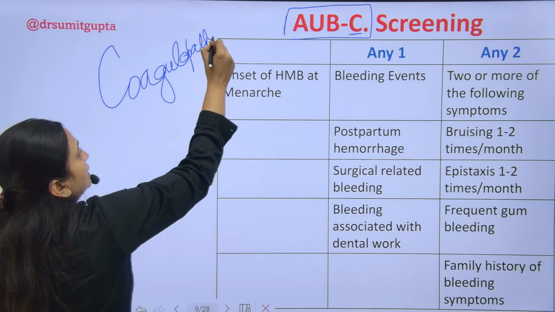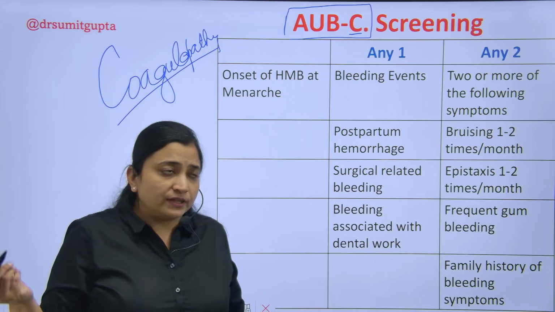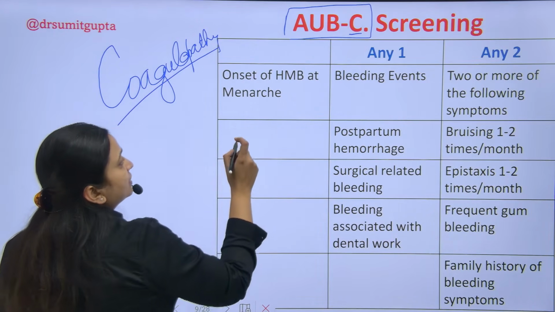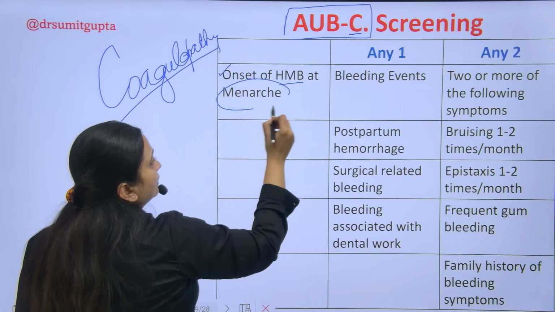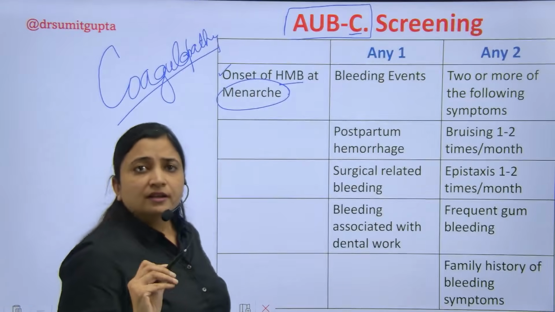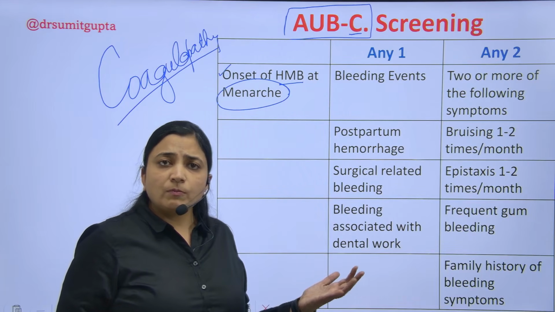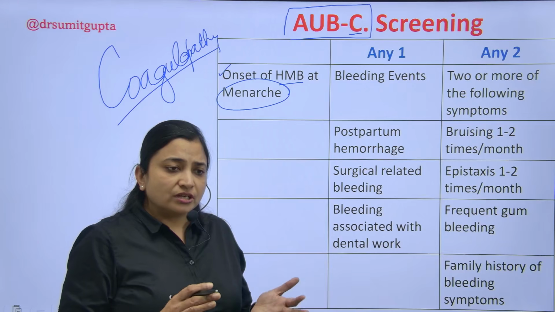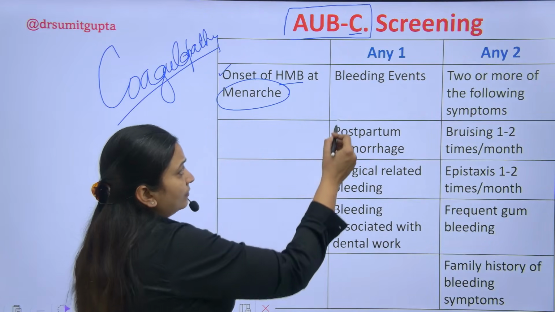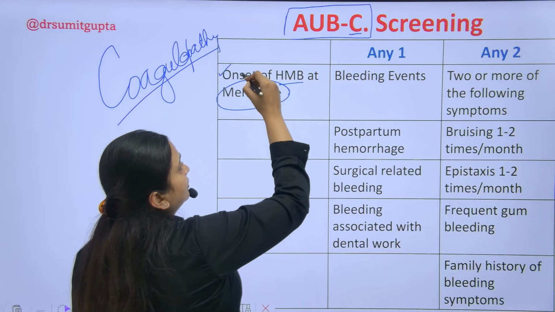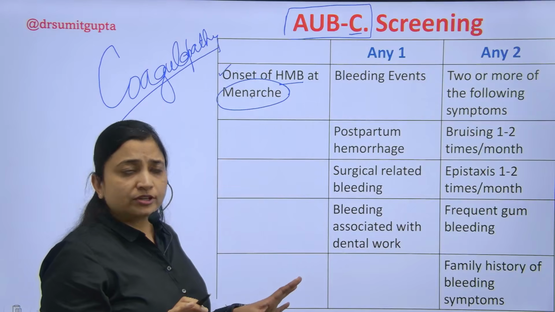So from the history, how do we figure out that this patient may have a coagulopathy? If the patient gives the history of onset of heavy menstrual bleeding at menarche, very important. Since menarche, she is having heavy bleeding. So there must be some problem from the initial time. And at such an age, at the age of menarche, mostly it is coagulopathy. This is an OR criterion, right? If there is onset of HMB at menarche, then 100% we have to go for coagulation studies.